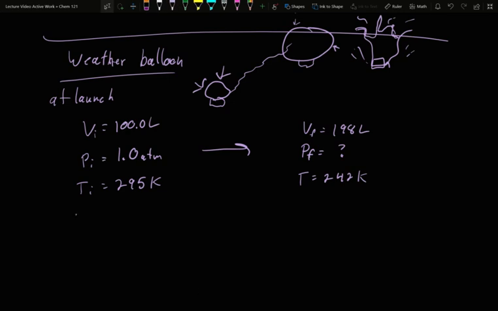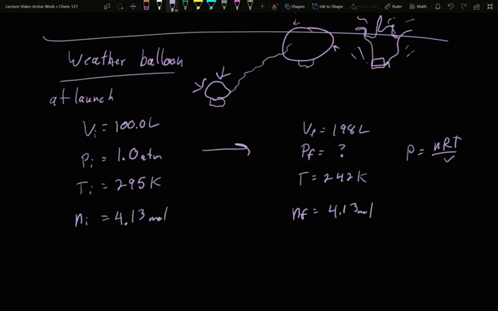Well, you'll find that your moles were 4.13. And a good weather balloon isn't going to leak, so we can assume that's probably our moles at the end. So 4.13. Which means if I want to solve for pressure, it's going to be pressure equals nRT over volume.